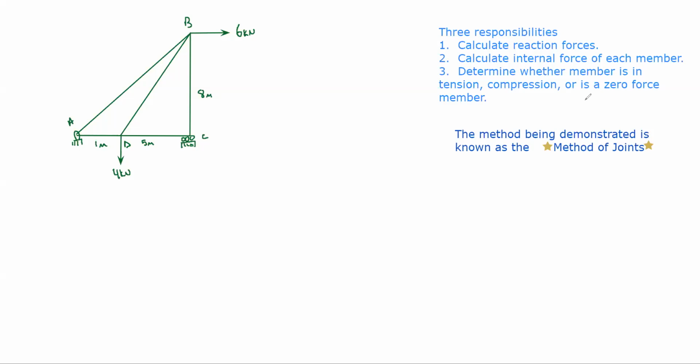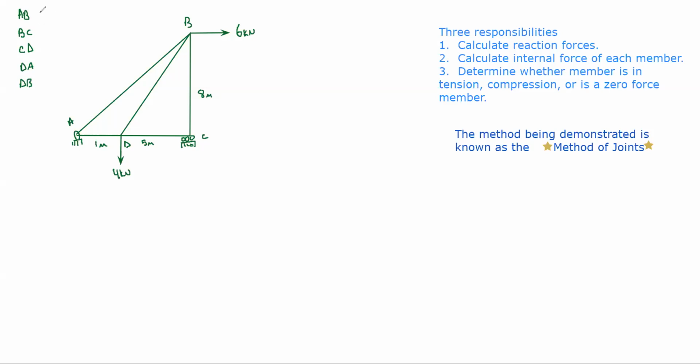A typical question at this point in our discussion would be, hey, you keep talking about the member. Let's look over here at our picture. This truss has 5 members: member AB, member BC, member CD, member DA, and member DB. Member AB, BC, CD, DA, and BD.